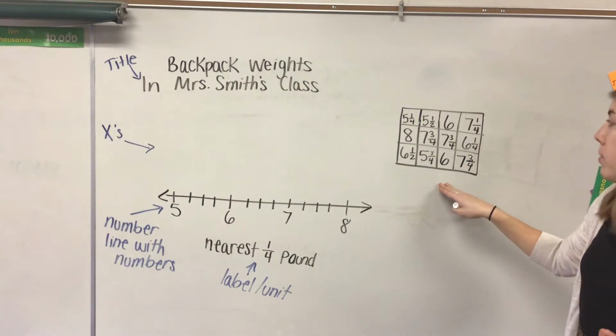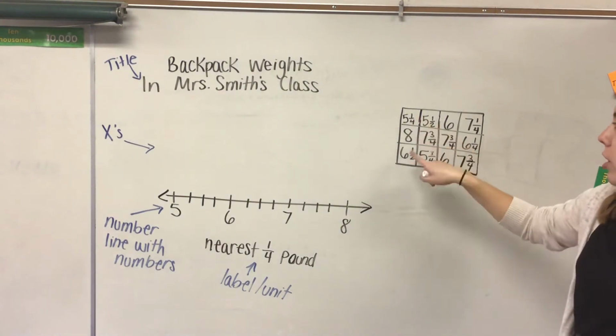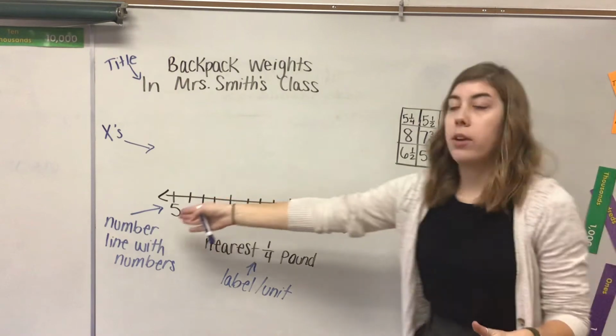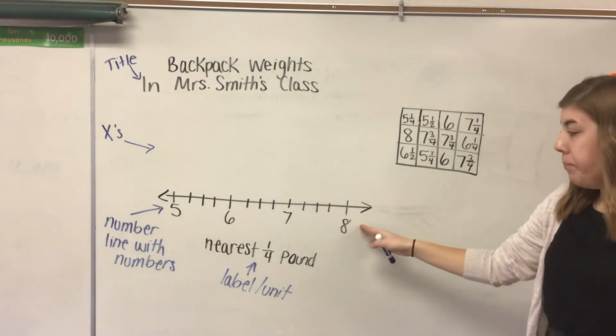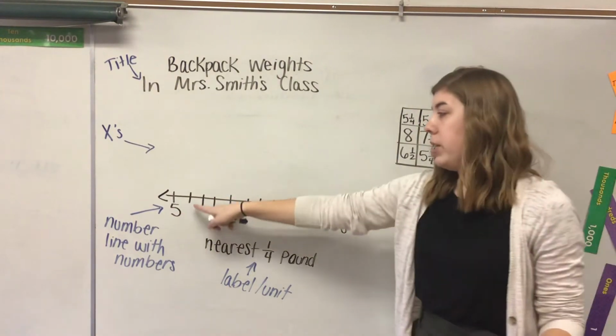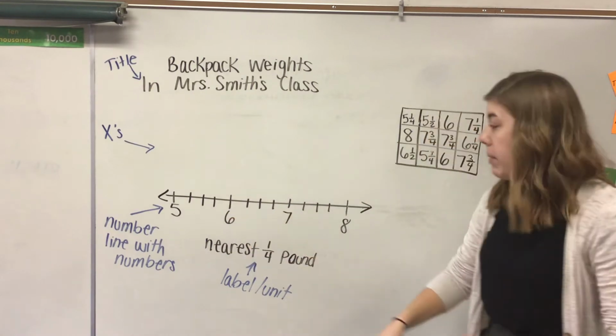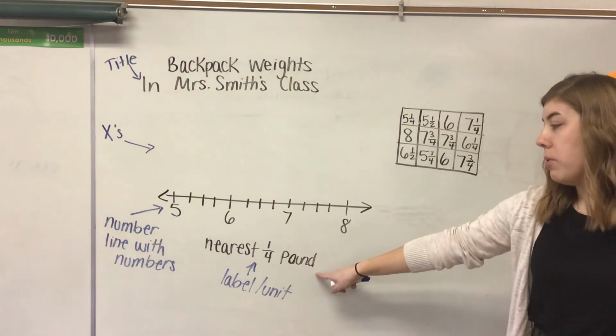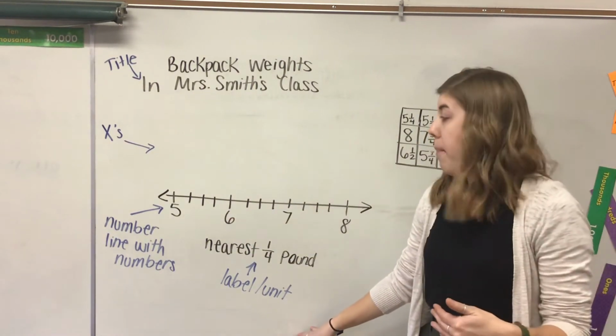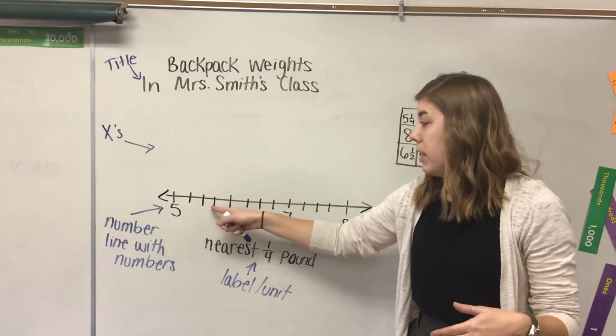So the smallest numbers I have are in the 5 range, and the largest is in the 8 range. So I made my number line go from 5 to 8. You will notice there's some individual tick marks on the line. That's because we measured to the nearest fourth of a pound. That's our label, our unit. And so each of these lines represents 1/4.